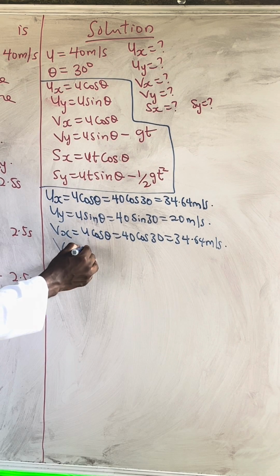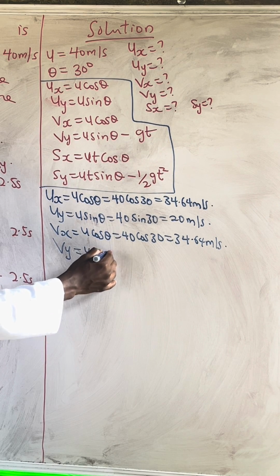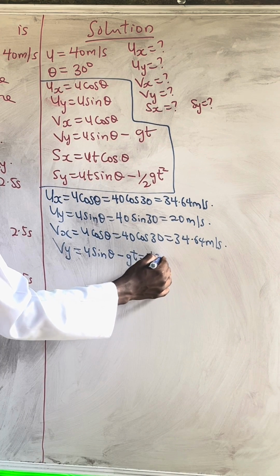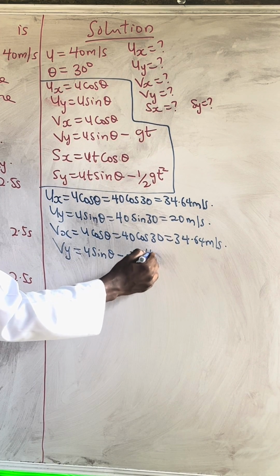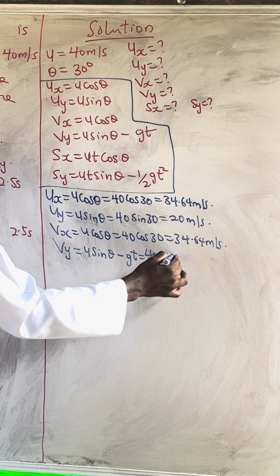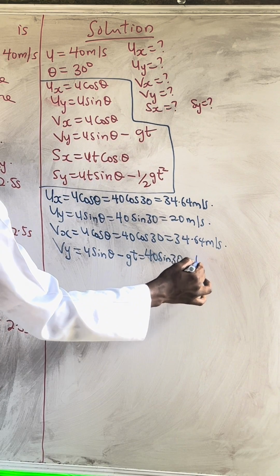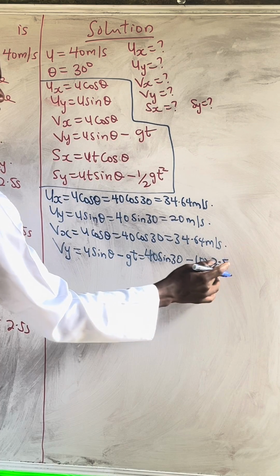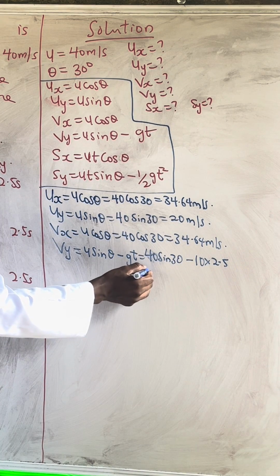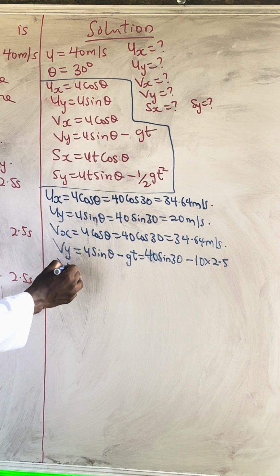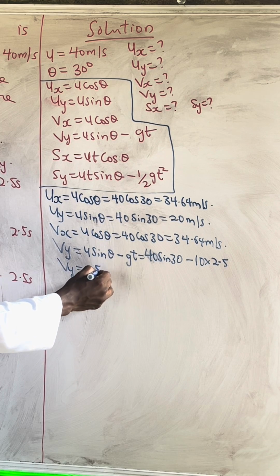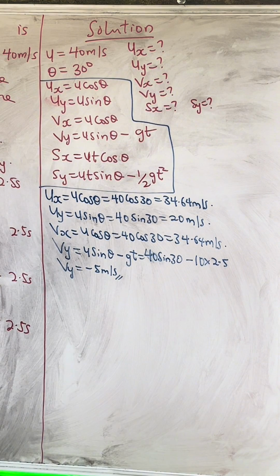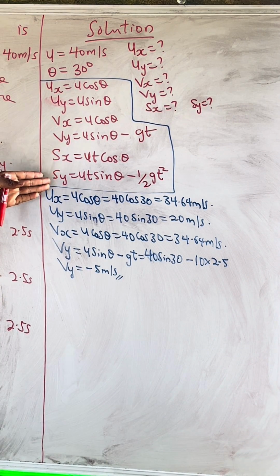We also have to look for Vy. Our Vy will be equal to u sine theta minus gt, that is 40 sine 30 minus 10 times 2.5, since it is after 2.5 seconds. Then our Vy would equal minus 5 meters per second. So that is how to do it, guys. We are now going to look for our Sx and Sy.